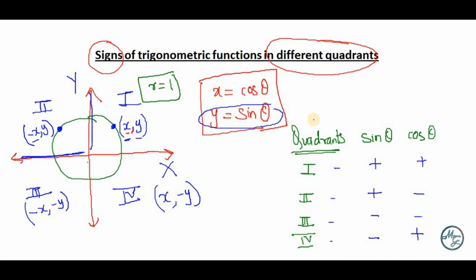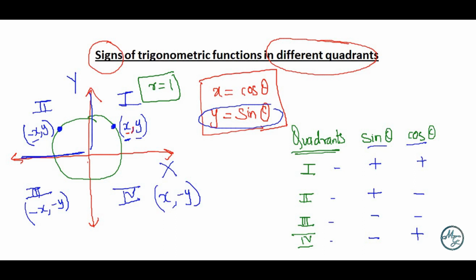From this system, what we can make out is that in first quadrant, both sin and cos are positive. In second quadrant, sin is positive, cos is negative. In third quadrant, sin is negative, cos is also negative. In fourth quadrant, sin is negative, cos is positive.